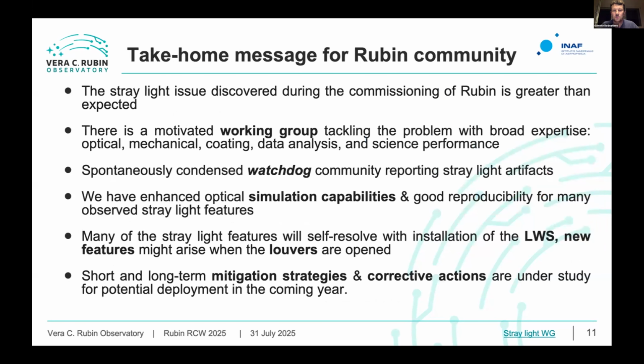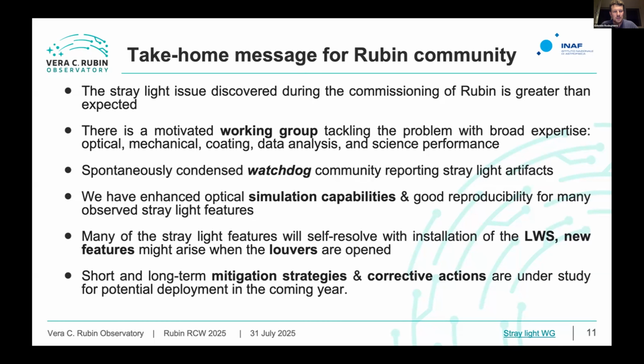So my take-home message for the Rubin community is certainly that, yes, there is an issue of stray light that has been discovered with the commissioning of the LSST cam, and probably is a little bit greater than expected. On the other side, we have a very motivated and numerous working group trying to address this problem from very different directions, with optical expertise, mechanical expertise, both in data analysis and science performance evaluation. So it's a relatively powerful community.